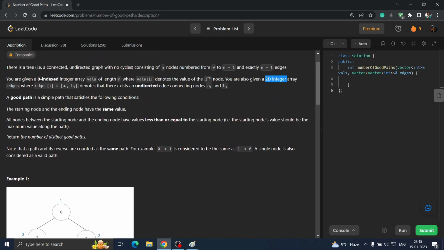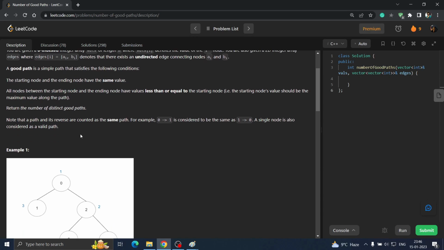Okay, and a good path is a simple path that satisfies the following condition. We have to return the number of distinct good paths. A good path is a simple path where the starting and ending node should have the same value, and all the nodes between the starting and ending node should have a value less than or equal to the starting node value. Okay, and we have to return the number of distinct paths.